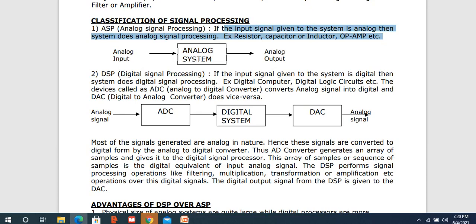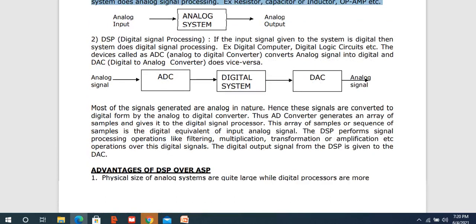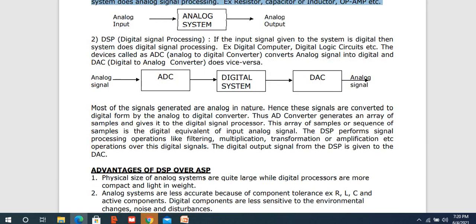So these both are analog in nature, right? That's the reason that particular system is used for analog signal processing. Whereas digital means what, students? Digital means the input and the output, whatever we are using, need to be in digital form.